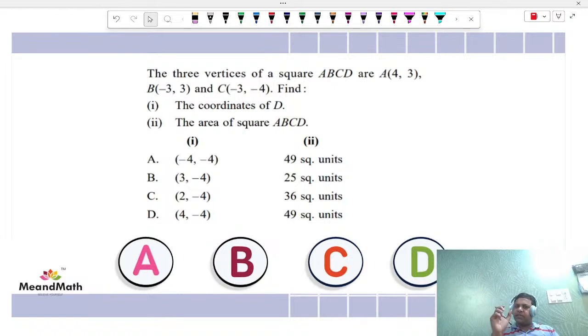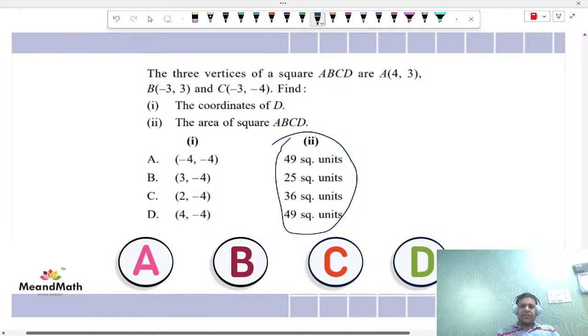एरिया के लिए हमें कोई भी एक साइड चाहिए, साइड का स्क्वायर एरिया होगा। तो if side is 7 then area is 49 square, if side is 5 then area is 25 square, side is 6 then area is 36 square. Then the second option area is given in the first column, coordinates of D is here. Choose the correct one.